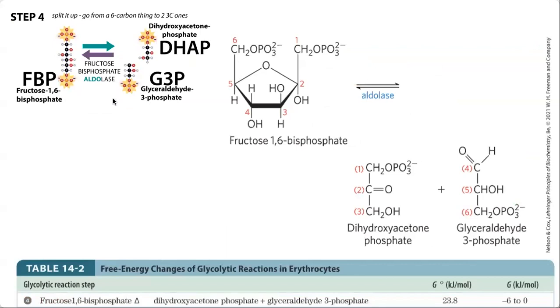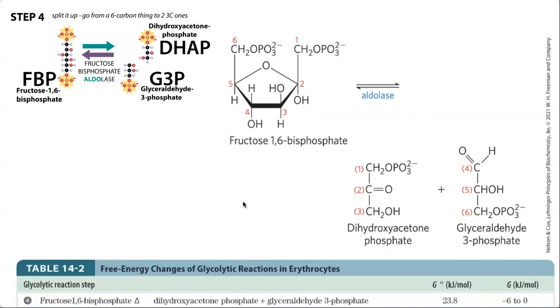and that's going to be this enzyme called fructose bisphosphate aldolase, most commonly just called aldolase. What it's going to do is take that fructose 1,6-bisphosphate and cut it in two. This is going to give you two molecules, dihydroxyacetone phosphate and glyceraldehyde 3-phosphate. This is going to have a pretty neutral delta G, which means we can go in either direction.